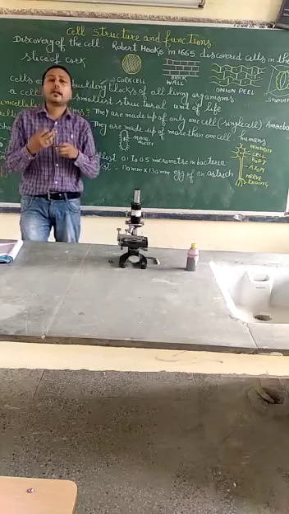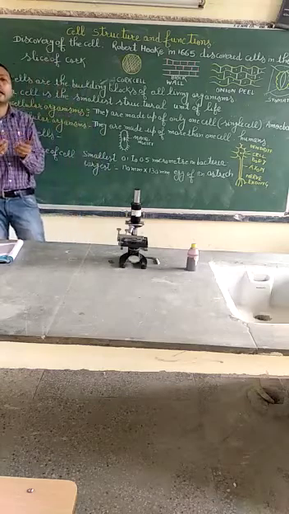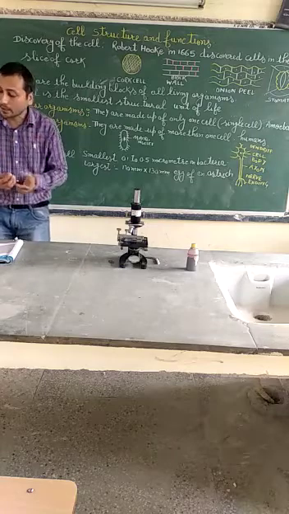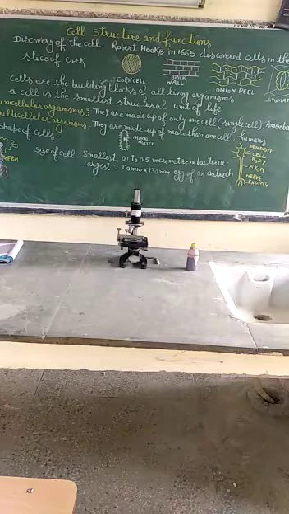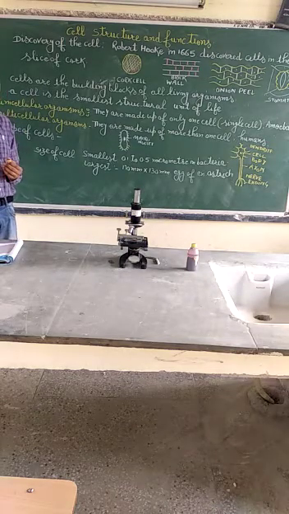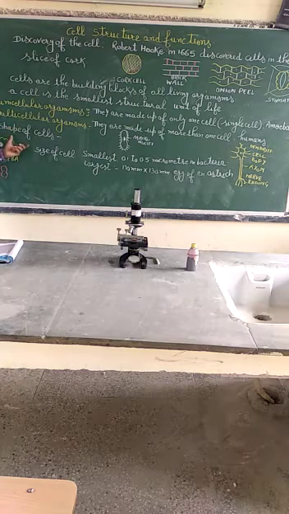So different kinds of cells have different shapes because they have to perform different functions. So shape is related to the function of a cell. Every cell has to perform a different function, so that's why they have different shapes.